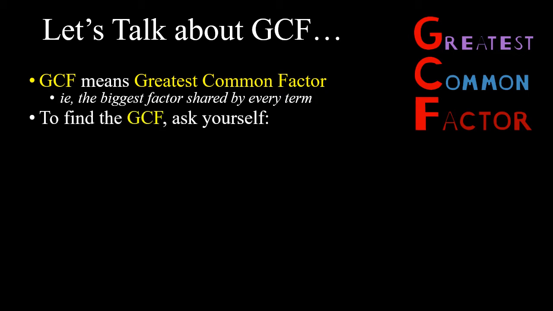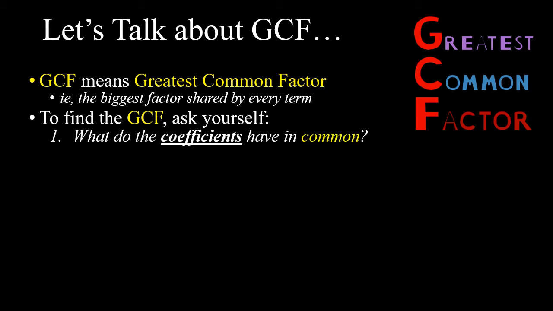Now we're going to be finding the GCF of these polynomials that we've been talking about, right? We have these polynomials that can have many terms in them. They could have 1 term, 2 terms, 3 terms, okay? Each term is going to have a coefficient and a variable. And so now it's going to be our job to find the greatest common factor shared by these polynomials. So when you're doing that, you want to ask yourself 2 questions. The first of which is, what do the coefficients have in common?